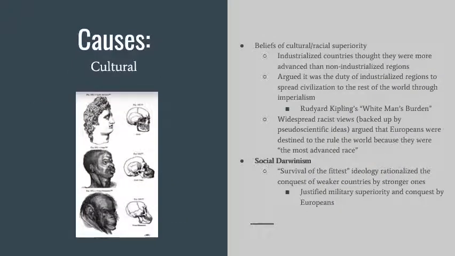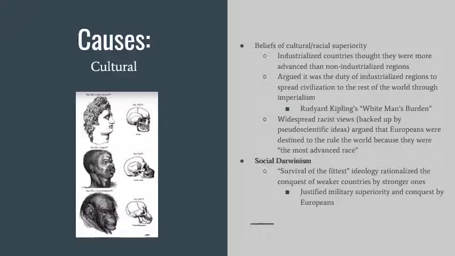Another cause of imperialism in the 19th century was the development of a lot of different cultural ideas. And one of the most disturbing cultural ideas that led to imperialism was this belief in industrialized nations that they were culturally and racially superior to those who did not live in industrialized nations. Industrialized countries tended to think that they were more advanced than non-industrialized regions. And technologically, this was true. They did have advanced technology, but they also started to think that they were more advanced as people genetically.